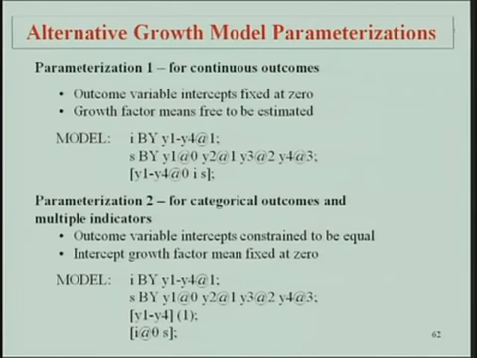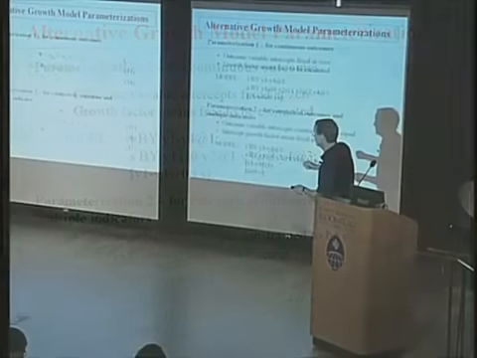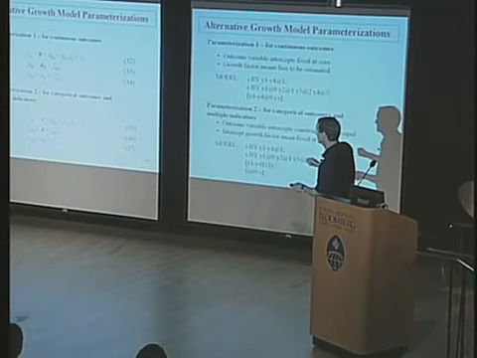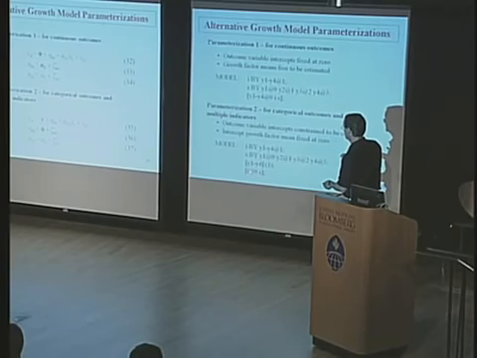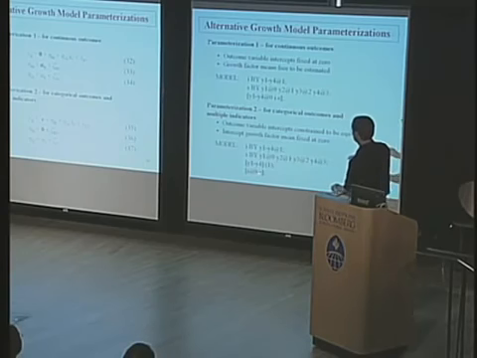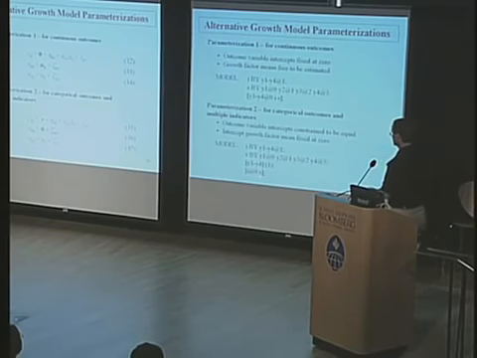And then you have to fix the mean of the intercept to 0. So that's fixed at 0. You cannot identify both the intercept and the mean. And then you estimate the mean of S. That's what that says.